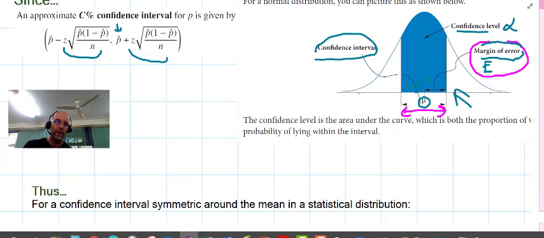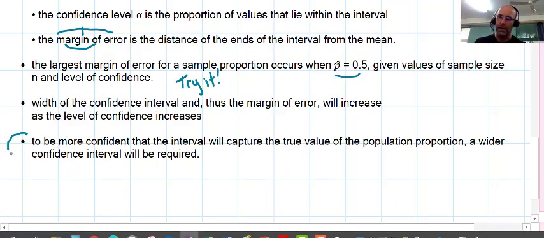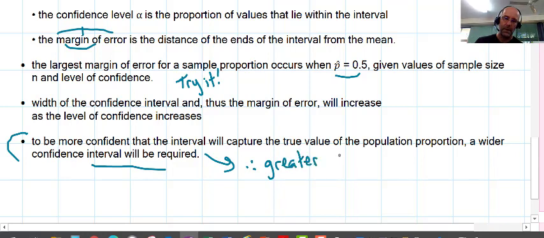Okay, it gets wider. And I guess the central concept of this video here, to be more confident that the interval will capture the true value, the wider the interval it will need to be. It'll need a wide interval to be more confident, okay? So therefore there's a greater margin of error. Okay, the margin of error has to be greater. So that's that trade-off I was talking about there.